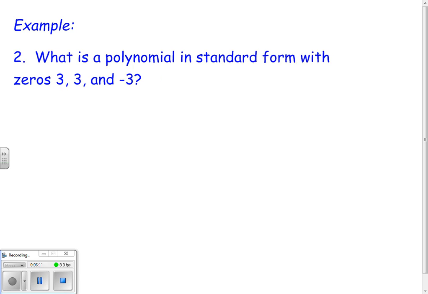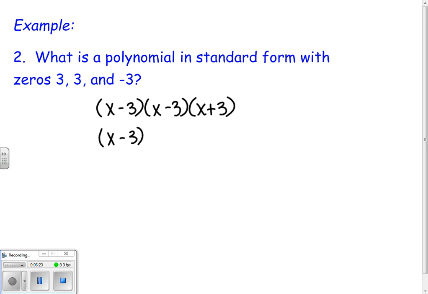Number 2, my zeros are 3, that's x minus 3, 3, that's another x minus 3, and negative 3, that's x plus 3. So I'm actually going to start backwards this time. I'm going to copy this x minus 3 down, and I'm going to FOIL these two, because that's going to give me x squared minus 9. Remember, difference of squares FOILs into an x squared minus 9.